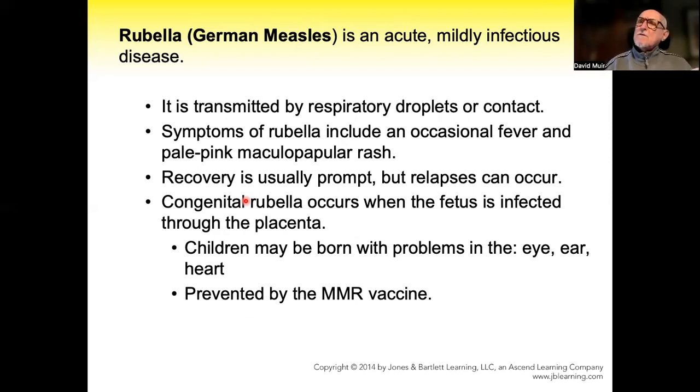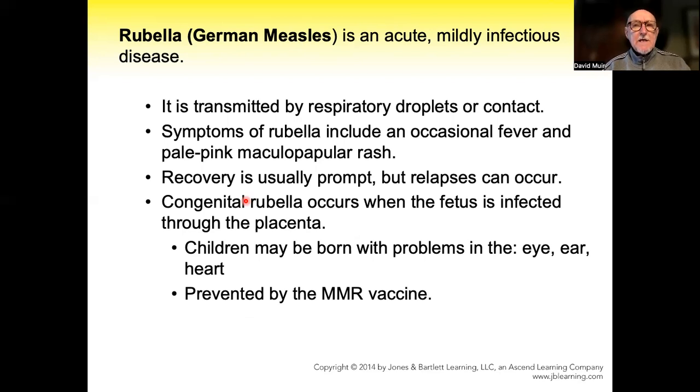So you have to ask, why then, if it's not that serious in children, are we giving the vaccine? Here is a problem, and that is that adults who have not been vaccinated can acquire rubella. They can also have a recurrence of an old rubella infection, but still mild.